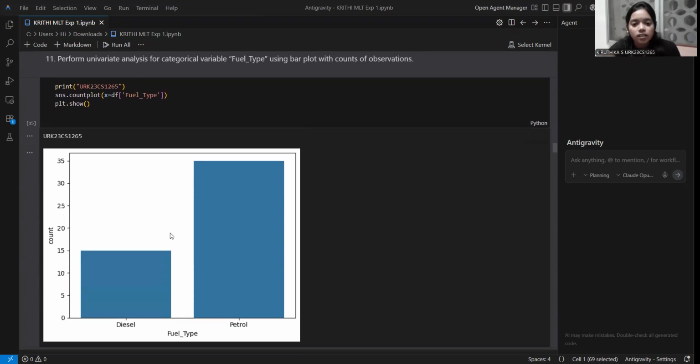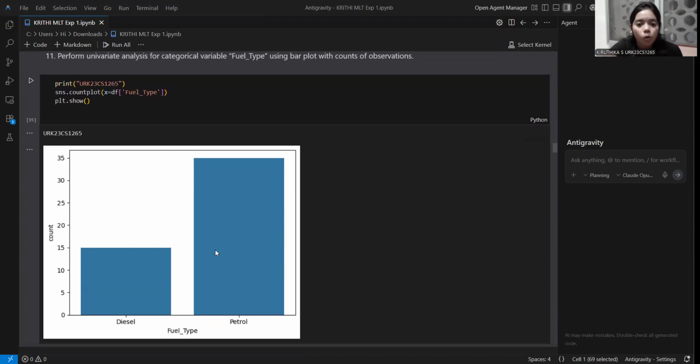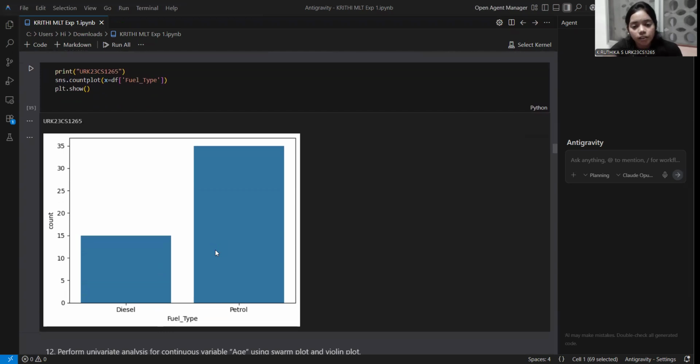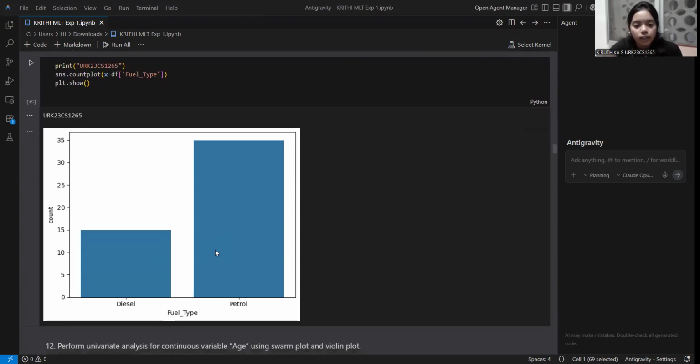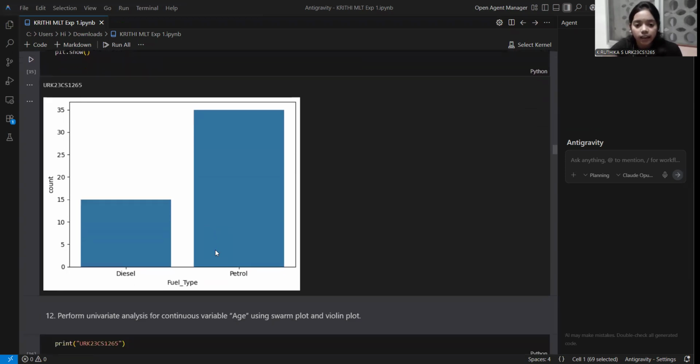And the 11th one is univariate analysis of fuel type. A count plot is used. It shows how many cars belong to each fuel type like petrol, diesel, CNG. This helps understand categorical data distribution.